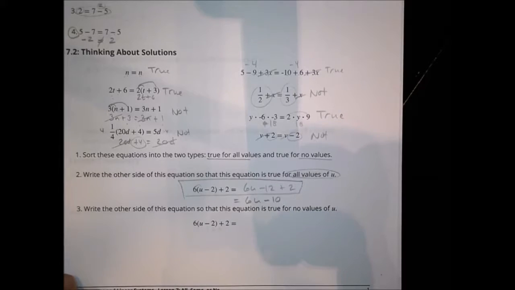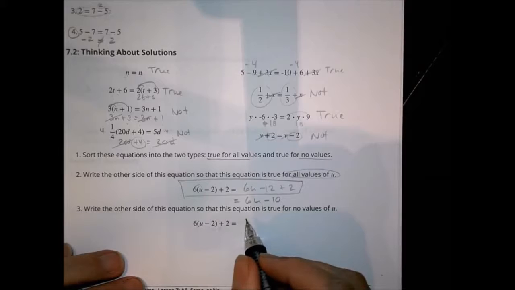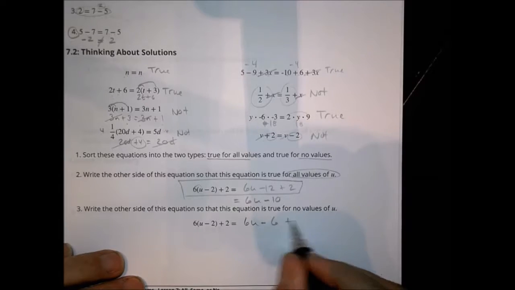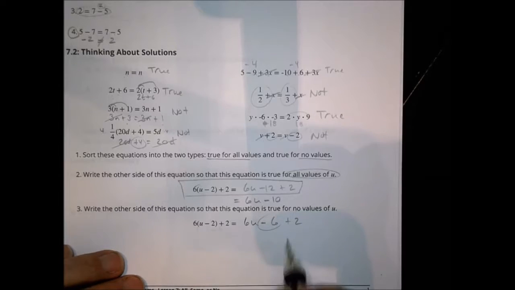If I want to make one that's not going to be true for all values of u, or for no values of u, then I need to set it up so that I have a 6u, right? That works out okay. And then over here, I end up with a minus 10. I could do minus 6 plus 2 instead of the minus 12. That's going to result in something completely different, and I'm going to have the 6u's cancel out, but the numbers aren't going to be able to cancel out, so it's not going to work there.